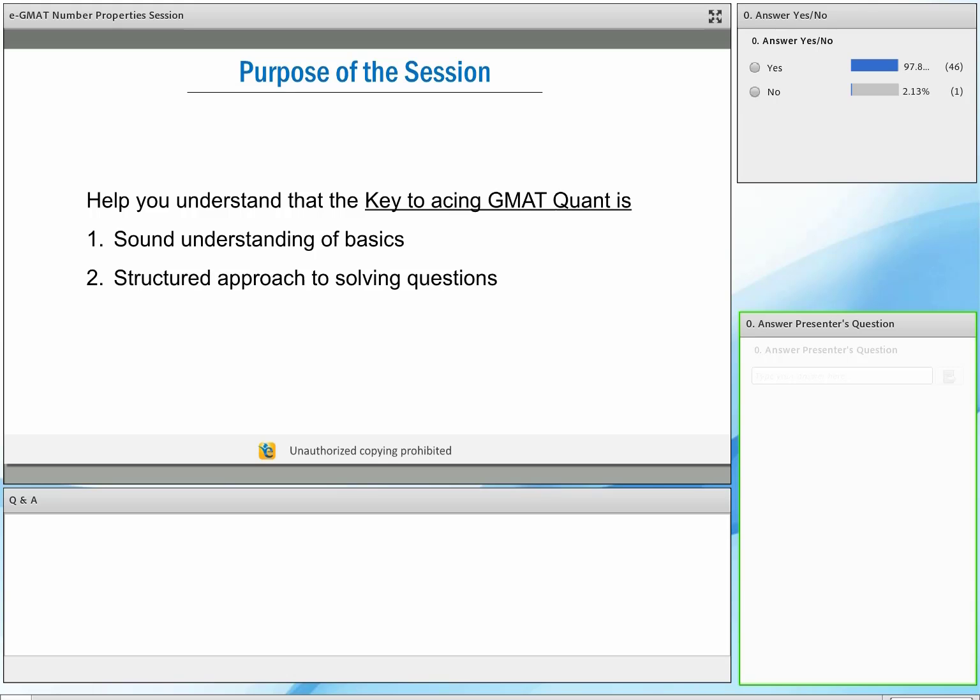We'll talk about that. The second thing that's very important is a structured approach to solving questions. You need to have a very solid approach to any kind of problem solving question, to any kind of data sufficiency question. And that approach needs to be such that it can be repeated on any kind of question, regardless of the topic that question is from. And that's another thing which we're going to talk about in this session.